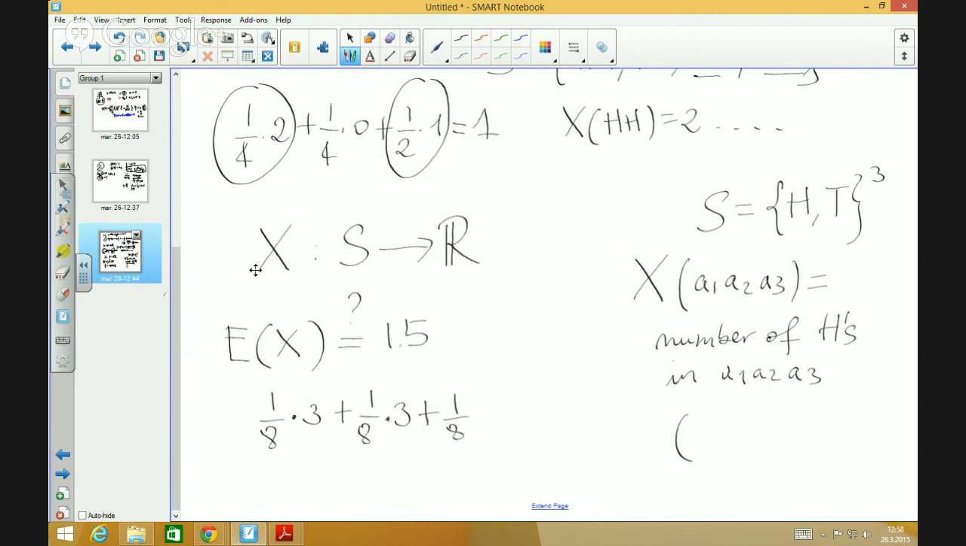Okay, so I have 3 possibilities here, and I'm doing 3 choose 2. And these are the 2 places where I want to put my heads. So it's 3 factorial over 2 factorial. It's 3, isn't it?